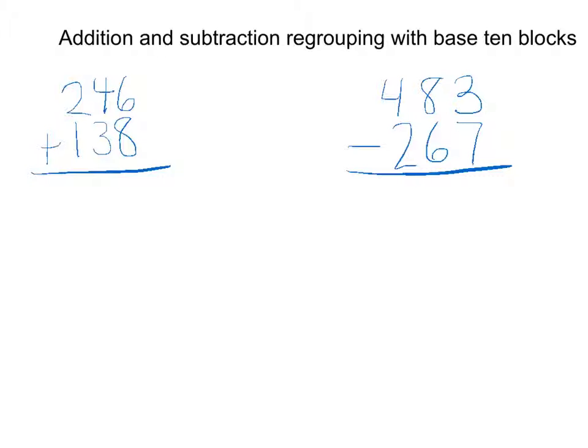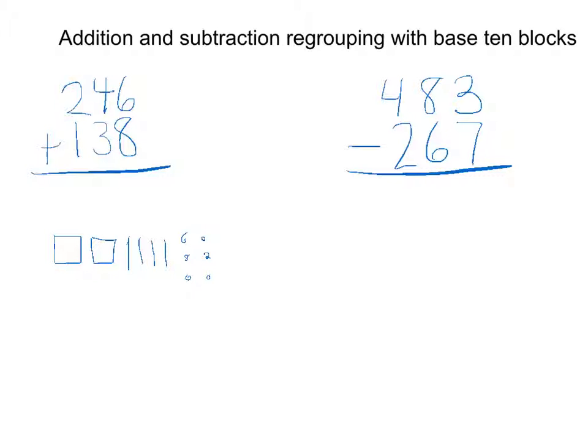This is the strategy of base 10 blocks, and this is how you model. We're going to look at this first problem, 246, and we're going to add 138. Students are responsible for drawing the base 10 blocks. We use a simple square for the 100 flats, a line for the 10 rods, and dots for the 1 units. In this case, I drew 2 hundreds, 4 tens, and 6 ones.